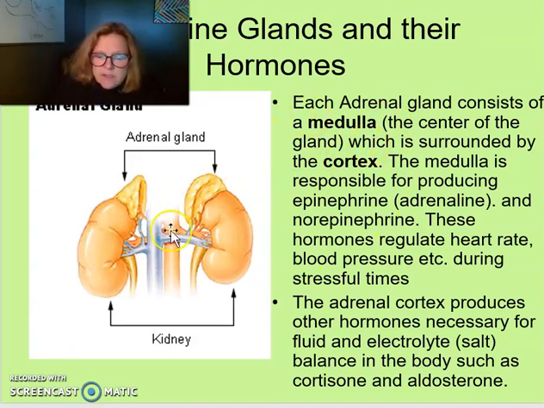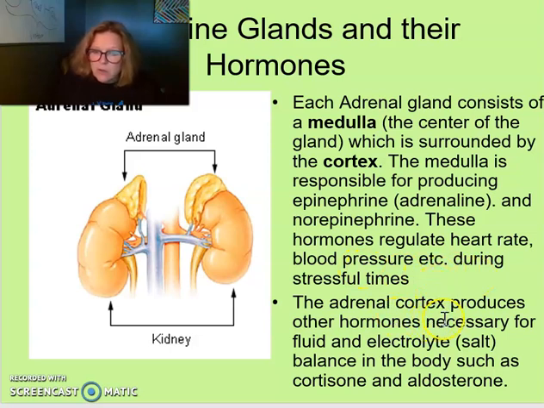The adrenal glands sit just like little hats on top of the kidneys. And they have two separate sections, just like the kidneys do. They have a medulla, which just means the middle, and they have a cortex. Now, in this case, the medulla and the cortex each release different hormones. The medulla is responsible for producing epinephrine, or what we call adrenaline, and then its counterpart that brings you back to homeostasis, and that's the norepinephrine. And these hormones regulate heart rate and blood pressure during stressful times.